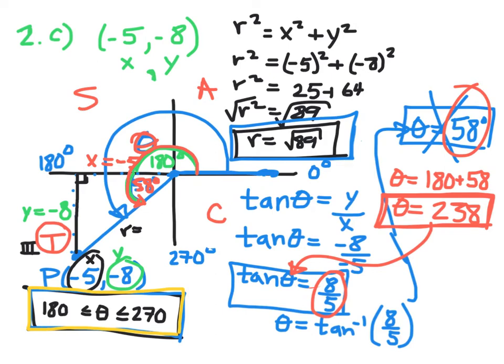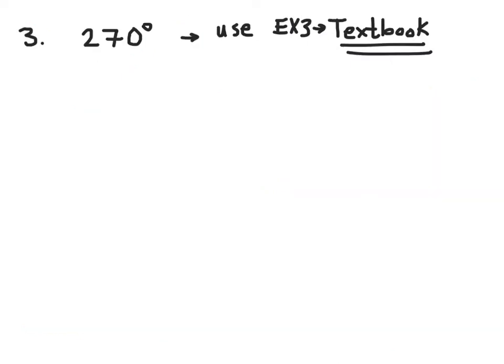So question 3 wants us to use the method that was in example 3 of the textbook to determine the primary trig ratios for each given angle.